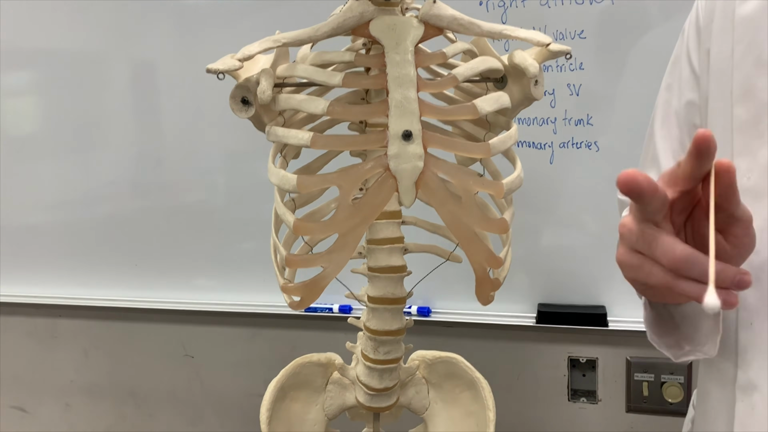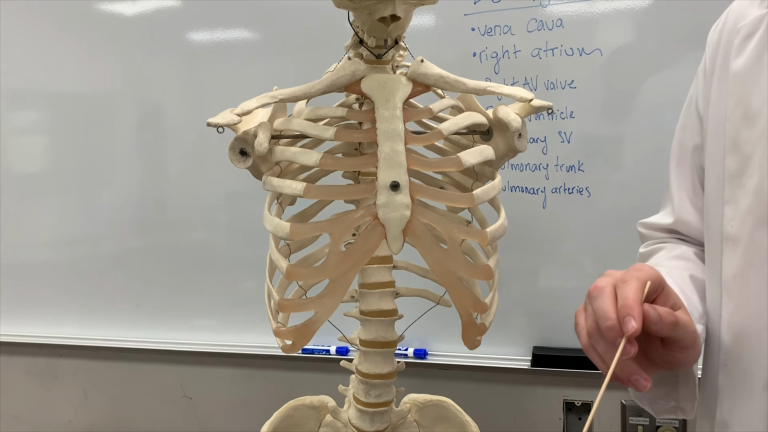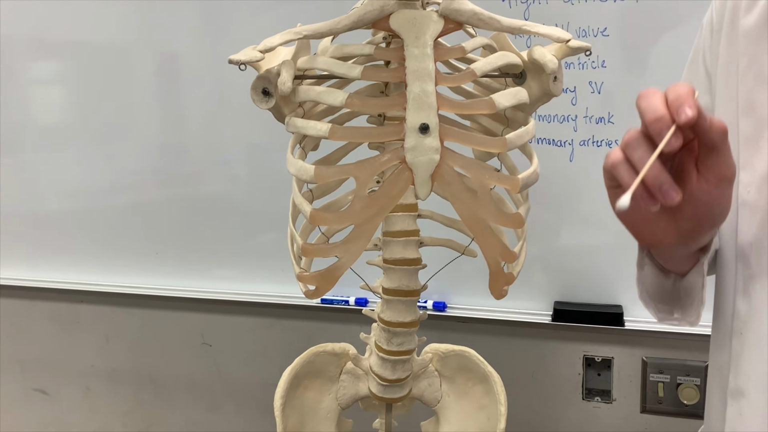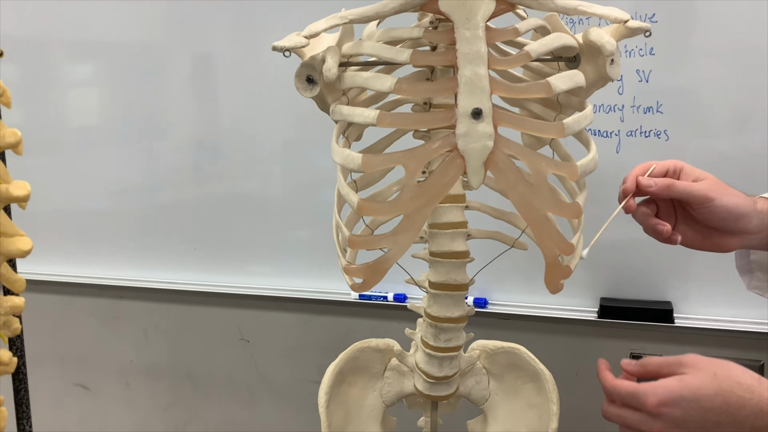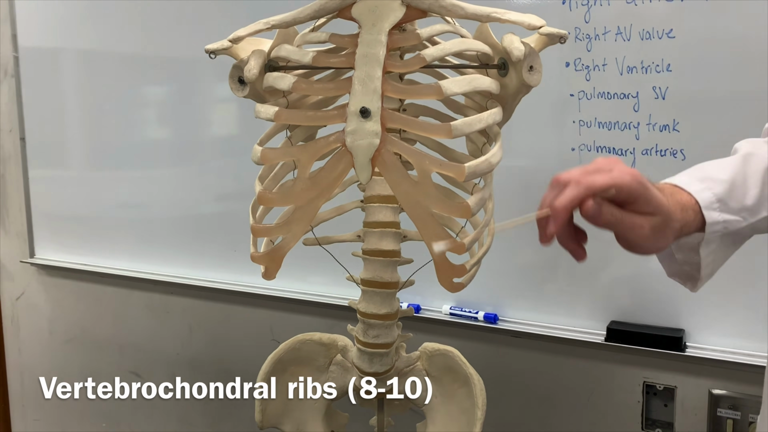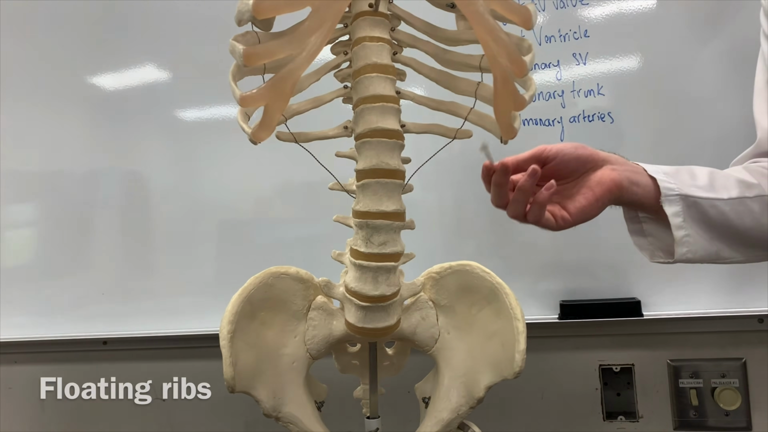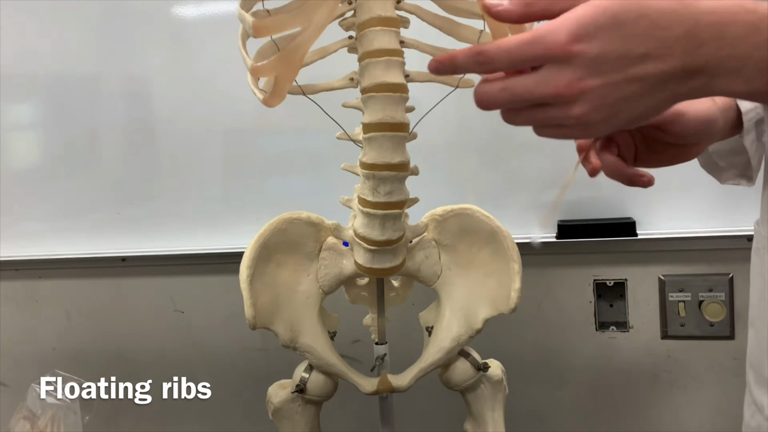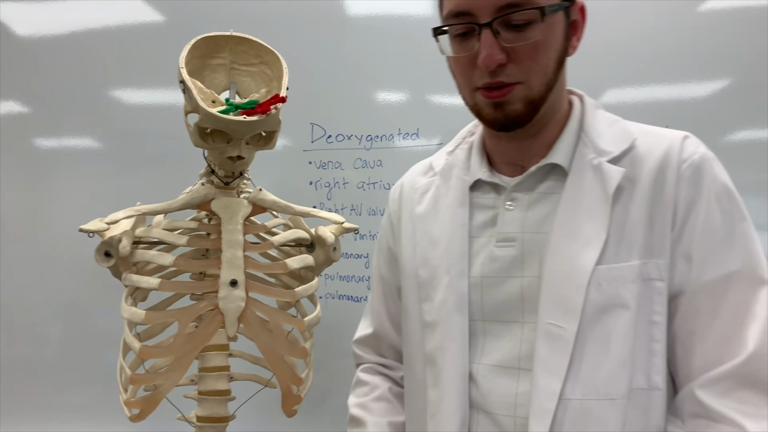And you have 2 different types of false ribs. You have vertebrochondral ribs and floating ribs. So your vertebrochondral ribs are going to be these ones right here because they're still attached to the sternum with this little cartilage stuff. But these ones in the back right here are going to be your floating ribs because they don't have any costal cartilage connecting them to anything. So then we're going to go on to the ribs directly.